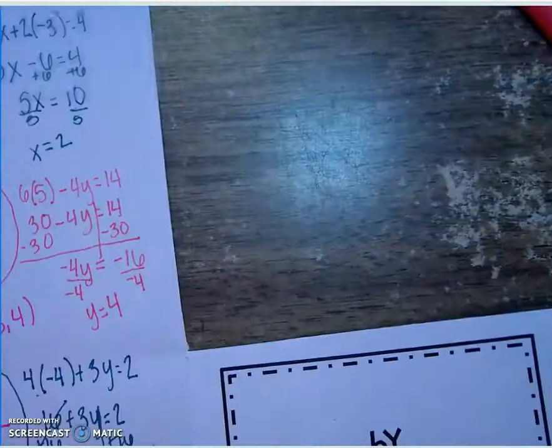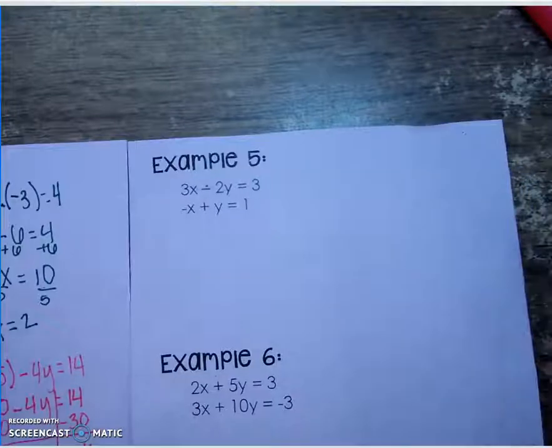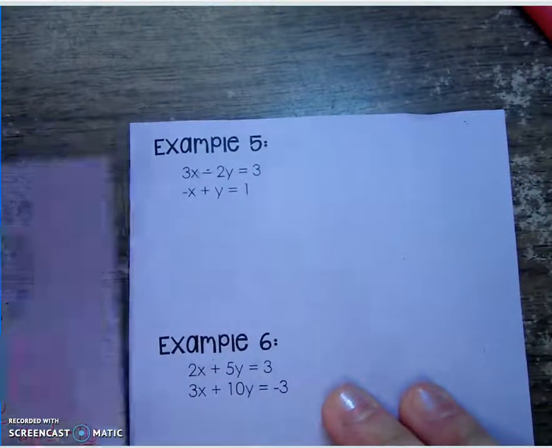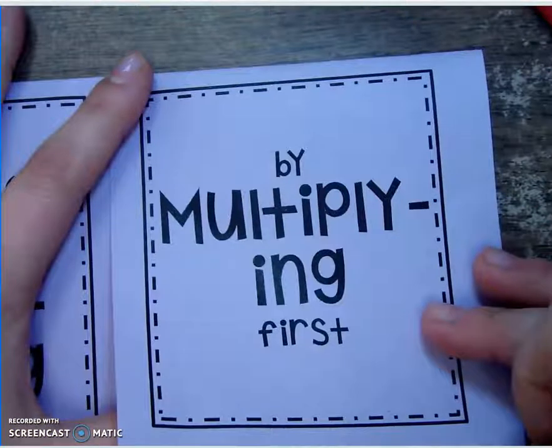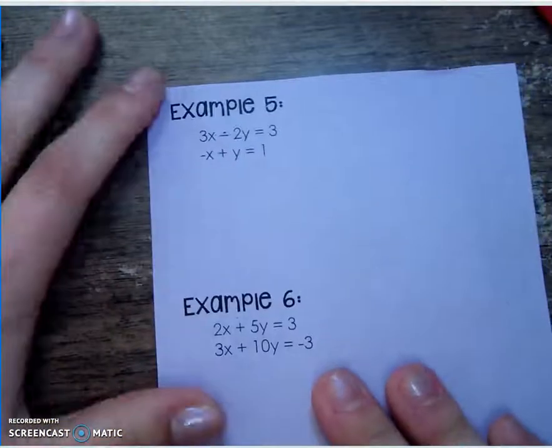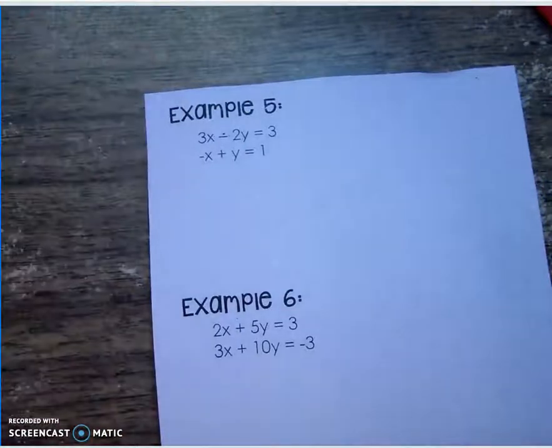Moving on, because the video is probably going to cut me off soon. So let's continue here. Now, instead of adding or subtracting, I'm going to have to multiply first. So I'm not going to have the same coefficient with my variables. I'm going to have to multiply by something first.